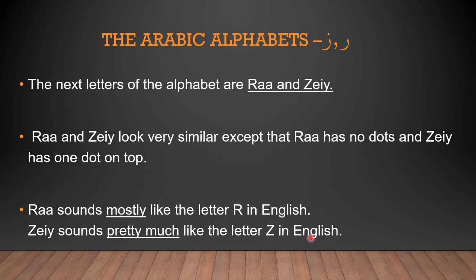So as we have previously discussed, we need to find the English equivalent of the Arabic alphabets. So the English equivalent of Ra is R. This is because it's very sounding like Ra. The letter R sounds very much like Ra. And the letter Z sounds very much like the letter Z.